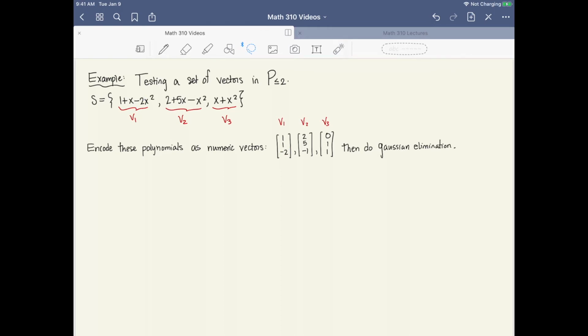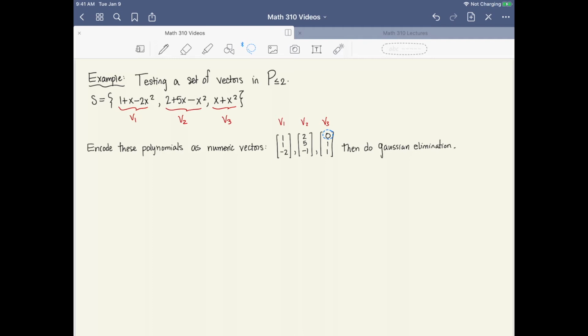You do the same thing with vector 2, and then with vector 3 you must take a little bit of care, because vector 3 starts with x plus x squared. There's no constant term, so that means the constant term is actually 0. It's 0 plus x squared. So we have to be sure to put a 0 into the first spot. So you encode each one of these 3 polynomials by writing down the coefficients. And these are still called vectors v1, v2, and v3.